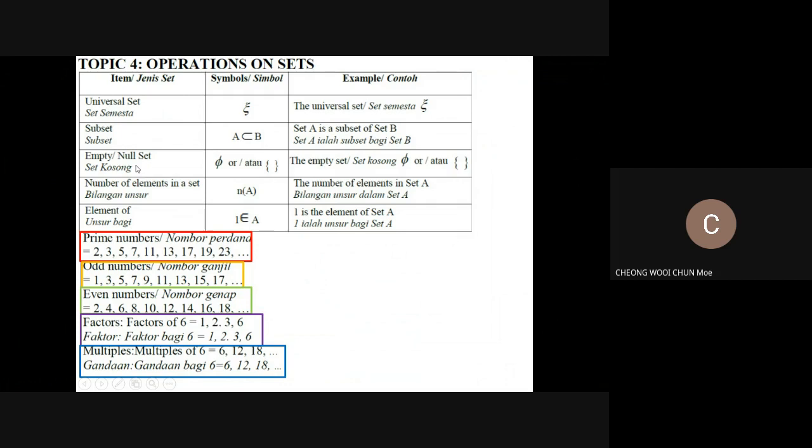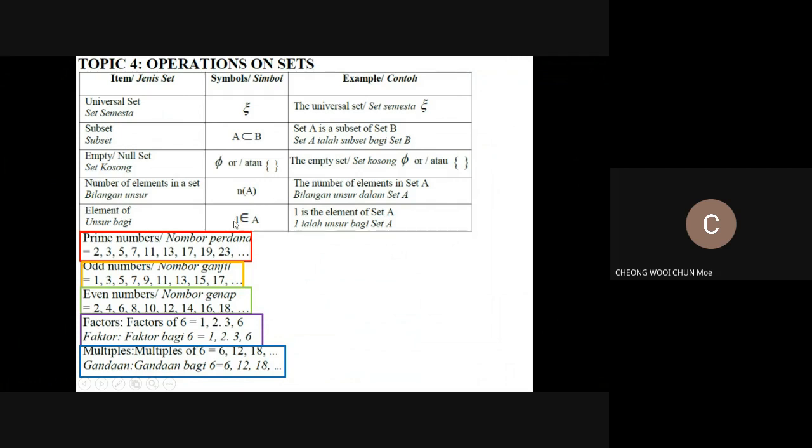Empty set or null set can be either this symbol or this symbol. Then number of elements in a set, that means there's an n. If A is A, B, C, D, so number of elements will be 4. If A has P, Q, R, number of elements will be 3.